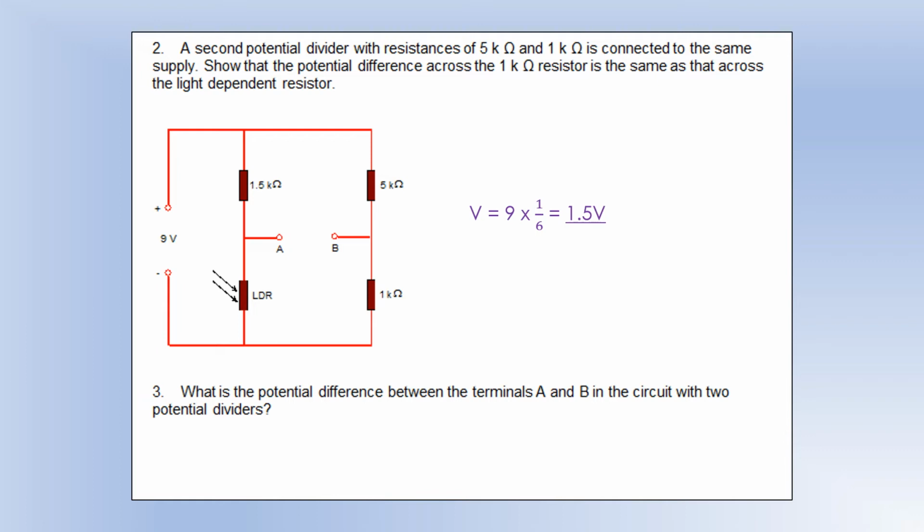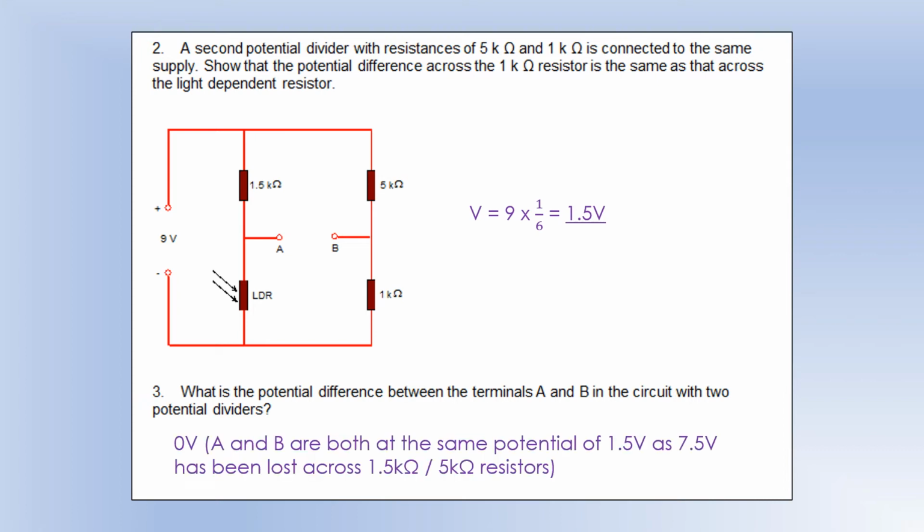So what is the potential difference between A and B? Well, it's going to be the same. If the potential difference across the LDR and the 1 kiloohm are both 1.5, it stands to reason that the potential difference across the 1.5 and the 5 are 7.5. So we've got 9 at the top, loses 7.5, and they're both left with 1.5 potential at A and B. There. So we get a potential difference of 0 at this crossover condition when the light intensity is 400.